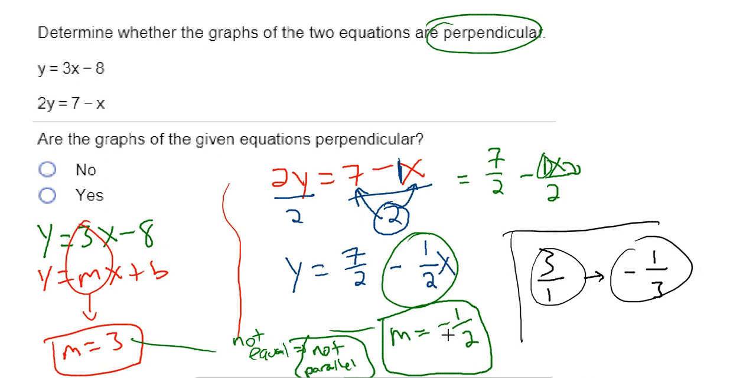I have negative 1/2, not negative 1/3. So these slopes are not negative reciprocals of each other. The negative reciprocal of 3 would be negative 1 over 3, which is not what my other slope is. So these are not perpendicular.